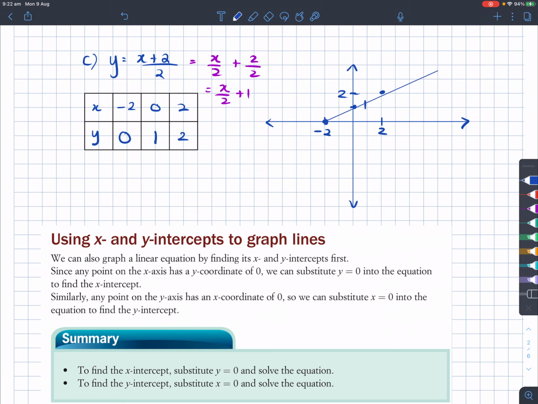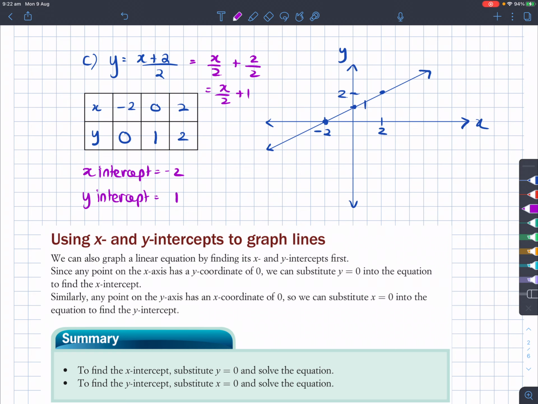Okay? So if I join that up to make a straight line, I get this line. And my x-intercept will be where it cuts the x-axis. So where it cuts this line here is negative 2. So we can say x-intercept equals negative 2. Whereas our y-intercept here is simply the number 1. Oops, sorry, it's positive 1.